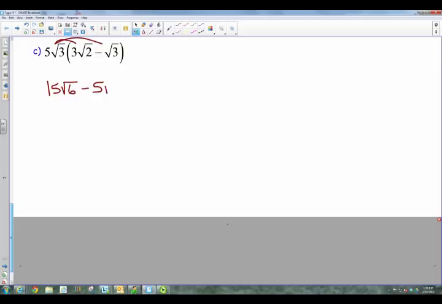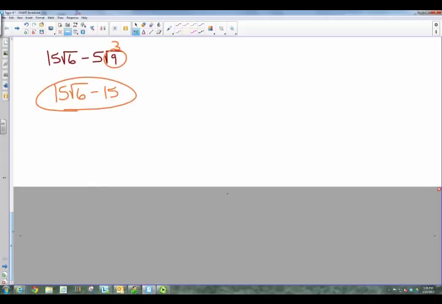Square root of 3 times the square root of 3 is the square root of 9. And now these two things can be multiplied together. So the 15 square roots of 6 is done the way it is. This is a 3, so 5 times 3 is 15. And there is your final answer. Alright, so that's how you multiply.